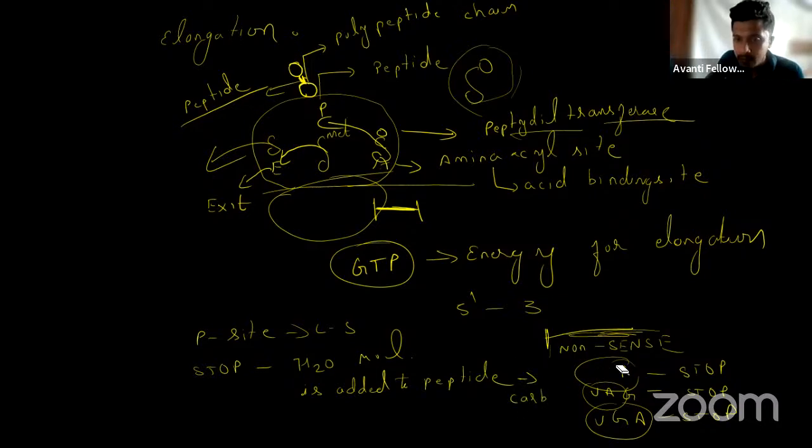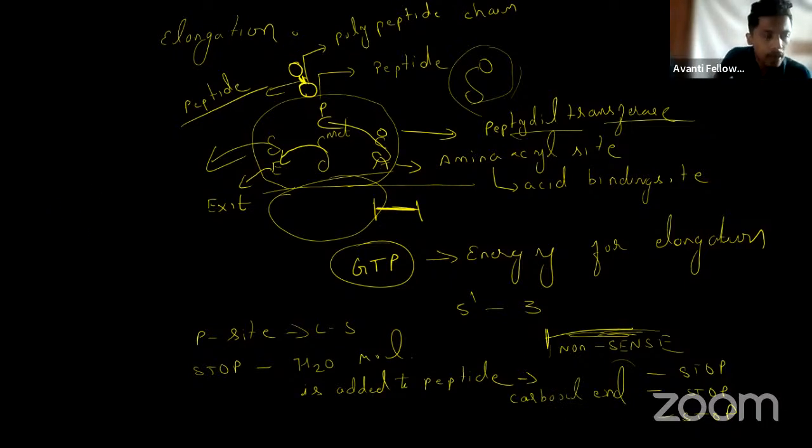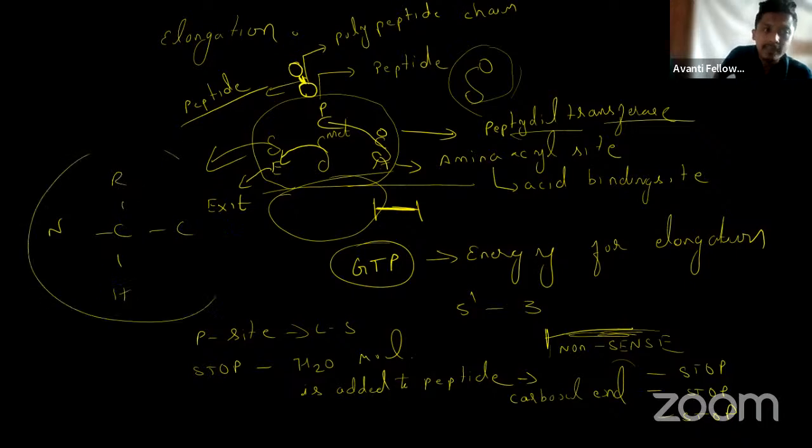At the carboxyl end. What is carboxyl end? So here you have your, for example, N terminal, C terminal, R, and H. So this is the basic structure of your amino acid, just roughly. So this is the nitrogen terminal. This is the carboxyl terminal of your amino acid structure.